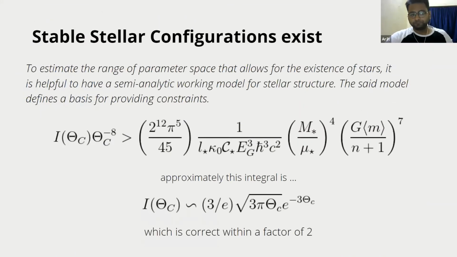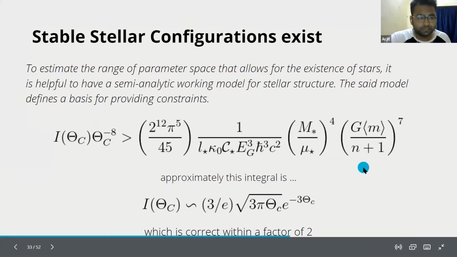As we discussed the mass of a star, now we discuss the configuration of the star. A stable stellar configuration should exist, and we define the range of parameters, the parameter space, that allows for the existence of stars. For this, it is very useful to work with a semi-analytical model for stellar structure to provide the basis of the constraint. And for that, we end up with this larger constraint.